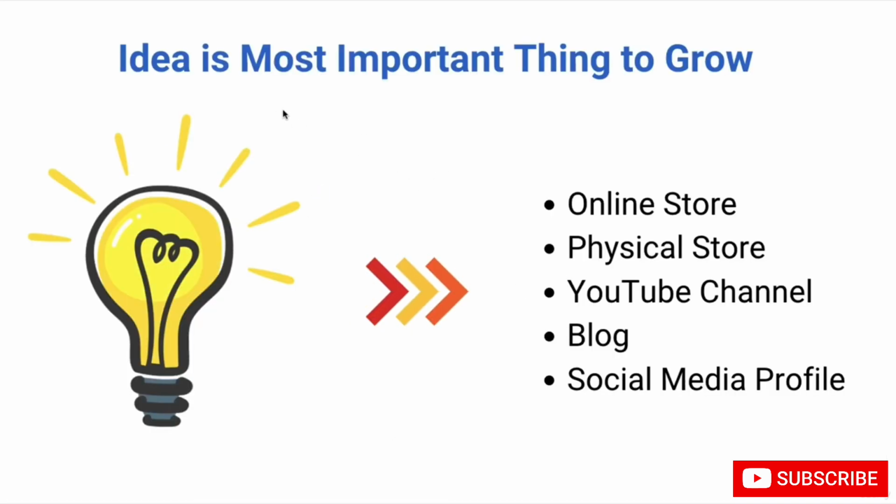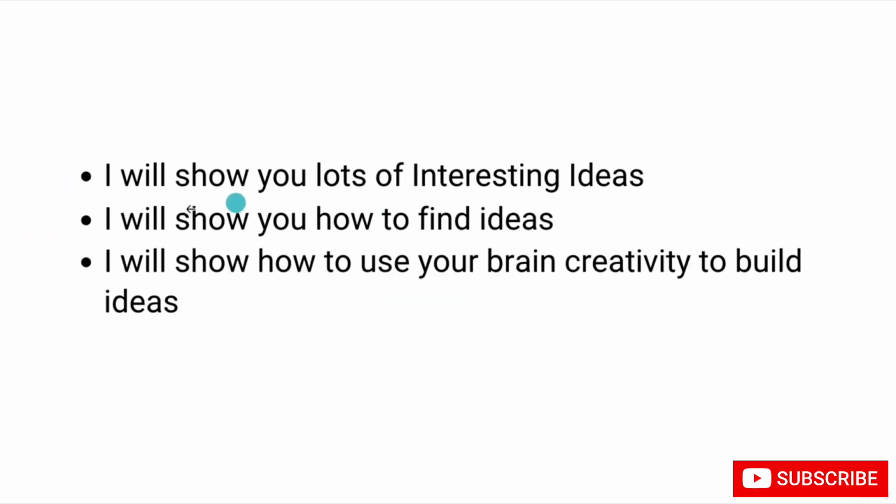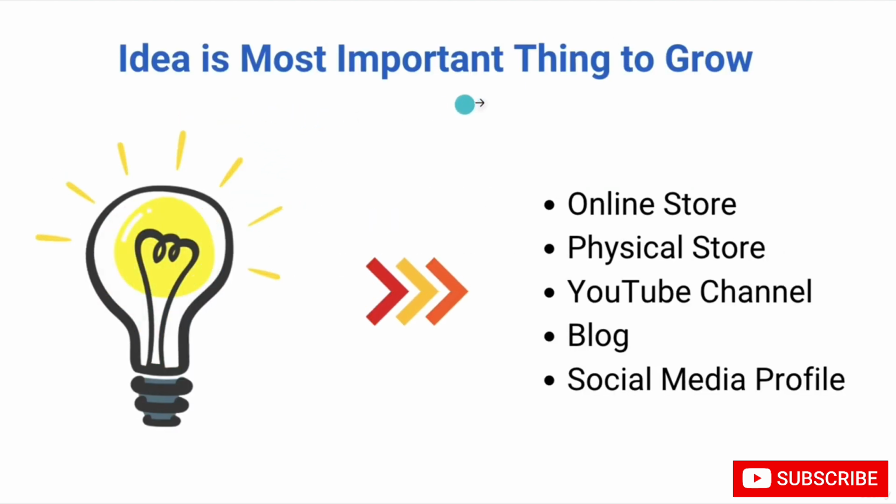So now in this section we are going to talk about ideas, okay? So my friends, an idea is the most important thing to grow. See, if you want to start your online store, physical store, YouTube channel, blog, or let's say a social media profile, anything, you have to have one idea. Idea means on which topic or niche you are going to create your online store or YouTube channel, and you also must have one idea of how you can grow your YouTube. So basically, an idea is the most important thing to grow, okay? So this is what this section is all about.